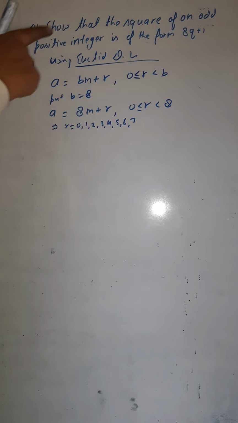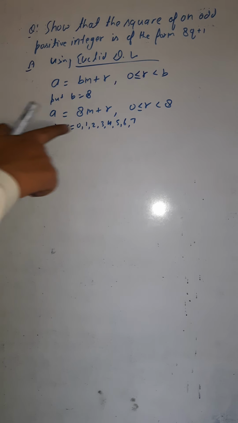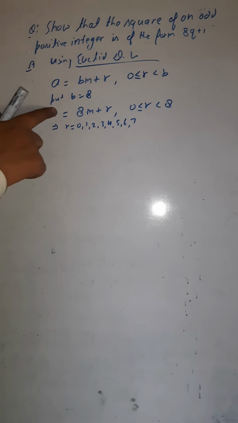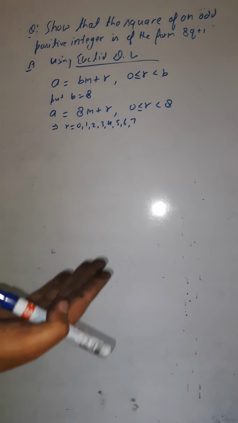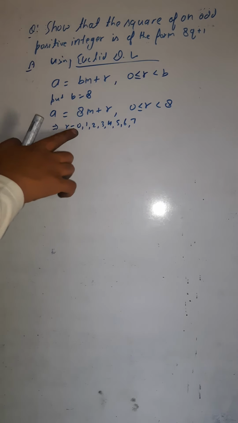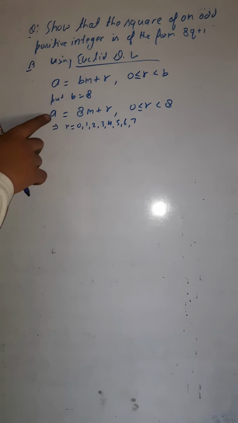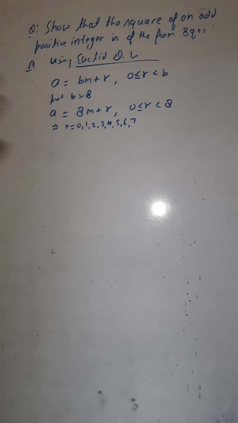Okay, now you have to find out the square of an odd positive integer. Odd integers. Now put the value of r here one by one. If r is 0, look here, what would be the value of a? A would be equal to 8m plus 0, means a is equal to 8m. So 8m is an even number, but you have to find out the square of an odd positive integer. So you would not take the value 0 here. Remember this. Are you getting this? So no need to take the value, because 8m is an even number.